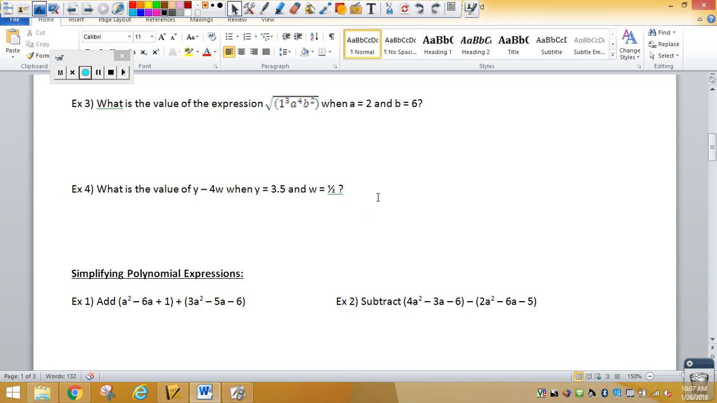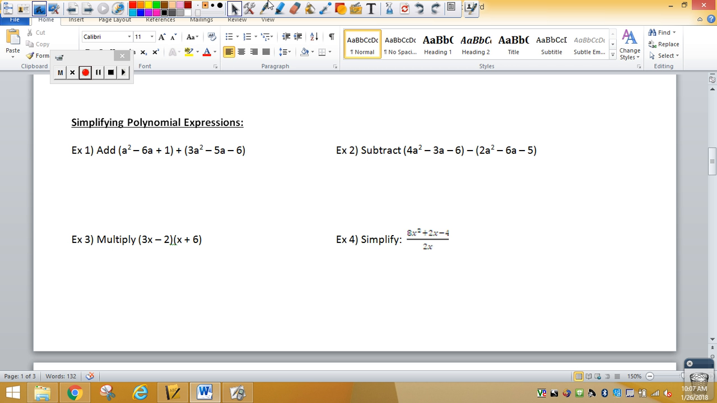Alright, the next portion is on simplifying polynomials. If there's no number in front of this a squared, there's really a 1, so I'm going to put that there. Now we're just combining like terms, so I can combine my a squareds. And you always want to look at the sign in the middle. That's the operation, so I'm adding. So I'm doing 1a squared plus 3a squared. And 1 plus 3 is 4. We're going to leave it an a squared.